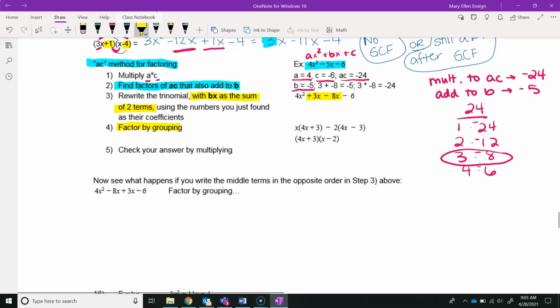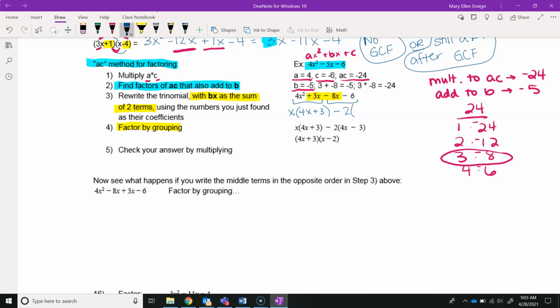Okay, so if I look at this, 4x squared plus 3x, I pull out an x, and I have 4x plus 3. You can take a little time to figure that out. There's a minus here, I pull that out. The greatest common factor between 8 and 6 is 2.